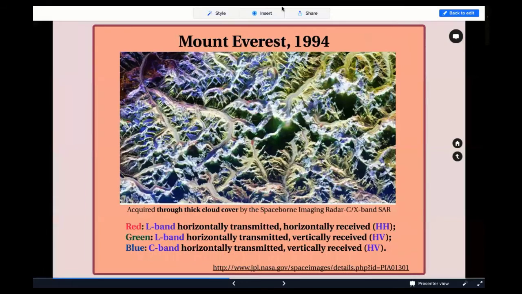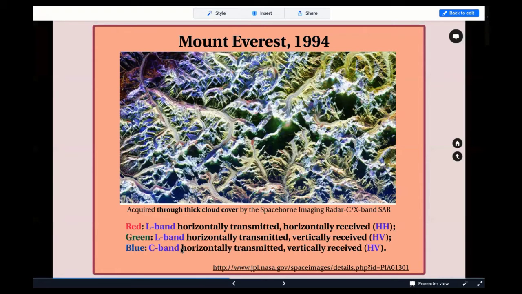And the second example is a radar image of Mount Everest, also captured through thick cloud cover, but you can still capture the terrain surfaces in a very detailed manner. And here again, they're using L band and C band. We'll look at what the L band and C band refer to shortly.